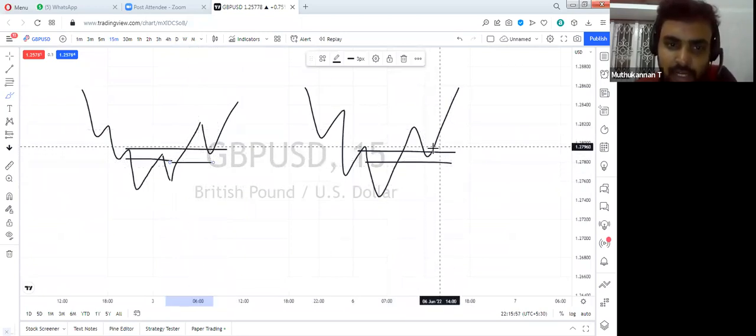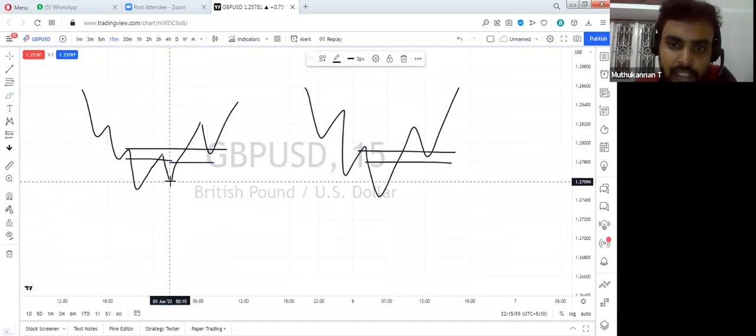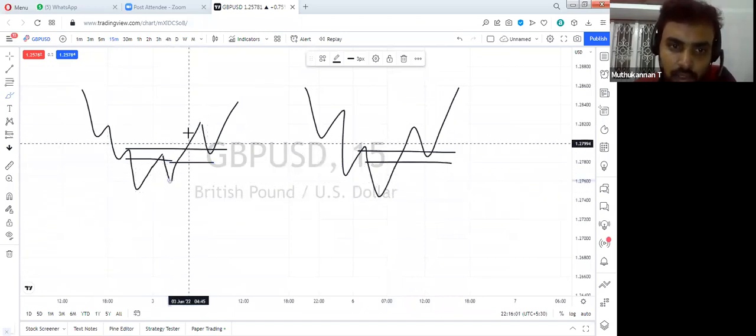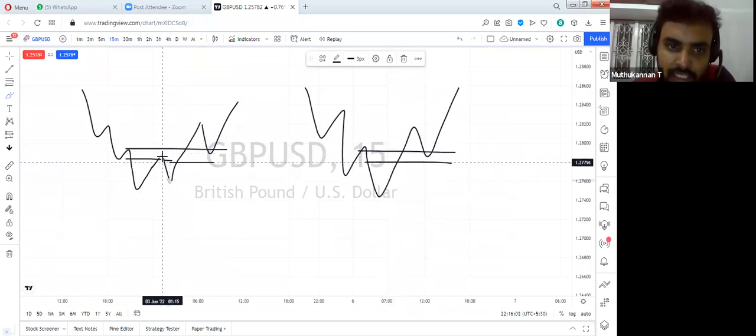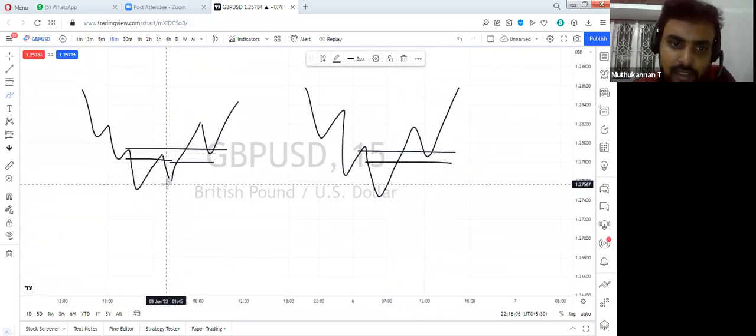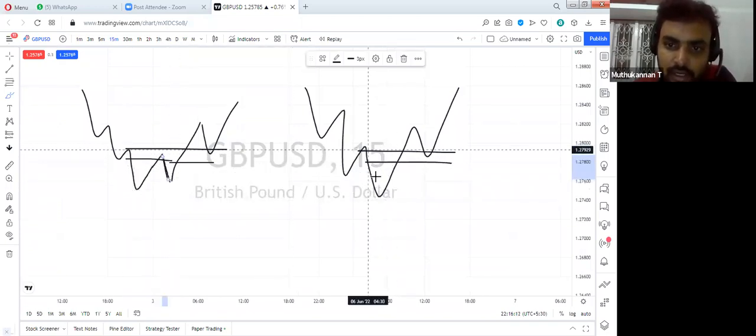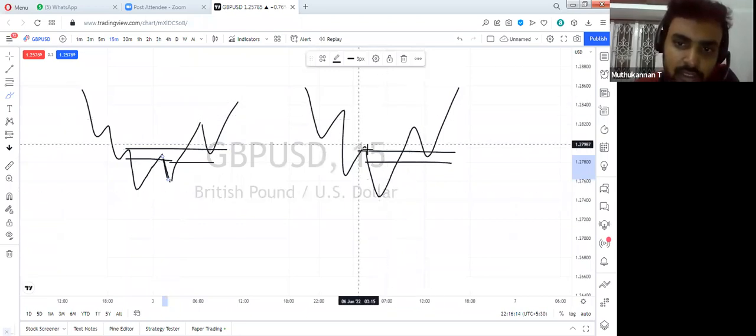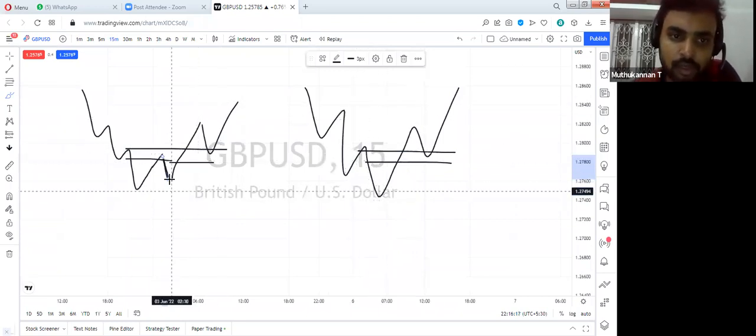Same thing, but here you didn't get the... You get the retracement, but after that, this down move has not broken the structure. Here it has directly broken this high. So there is a small difference between these two.